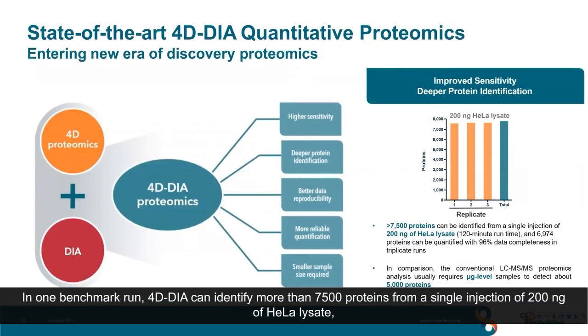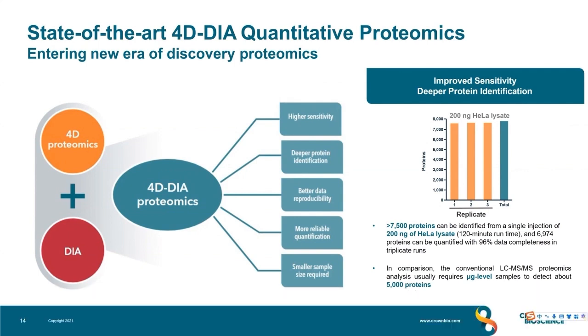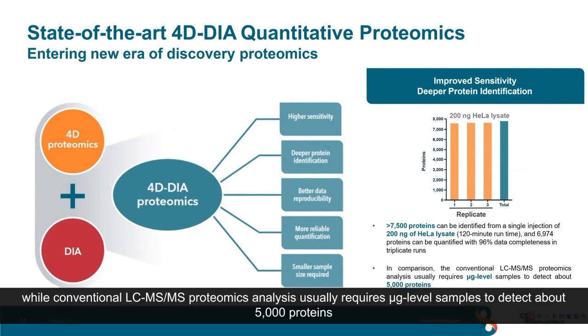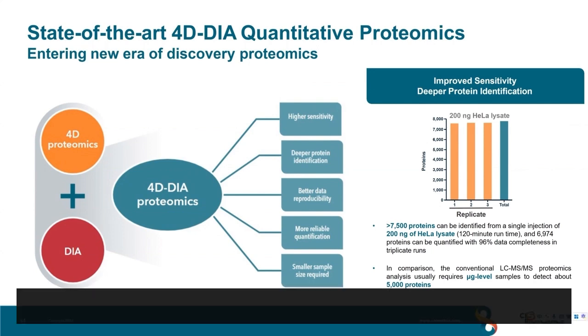In one benchmark run, 4D-DIA can identify more than 7,500 proteins from a single injection of 200 nanograms of HeLa digest, while conventional LC-MS proteomics analysis usually requires microgram level samples to detect about 5,000 proteins.